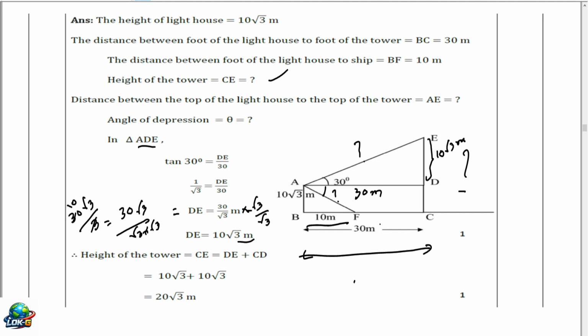Where is DE? I am sorry. Yes, this is DE as 10 root 3. Height of the tower CE is equal to DE plus CD. AB is parallel to DC, so the length of CD will be 10 root 3. This will be 10 root 3 plus 10 root 3, which becomes 20 root 3 meter. Therefore, you got the height of the tower as 30 root 3. We'll move on to the next.